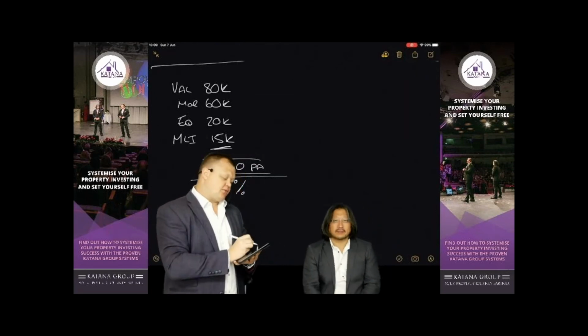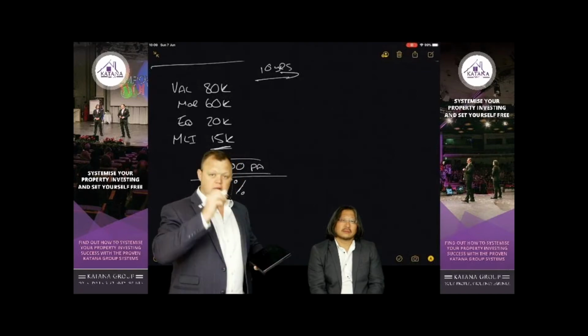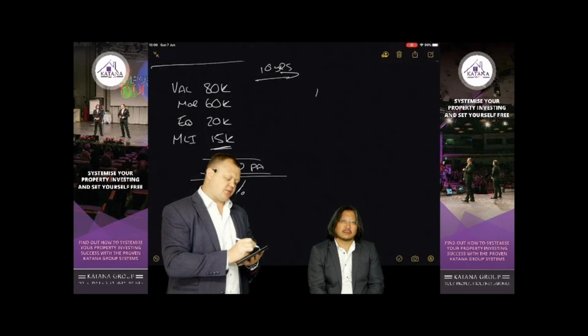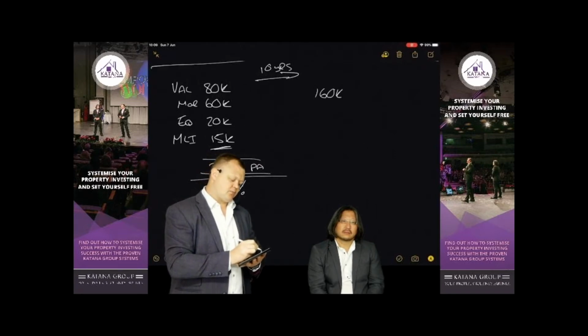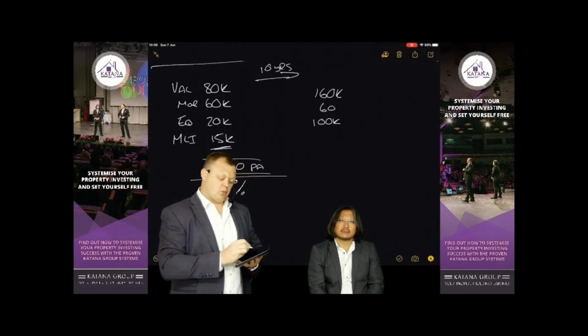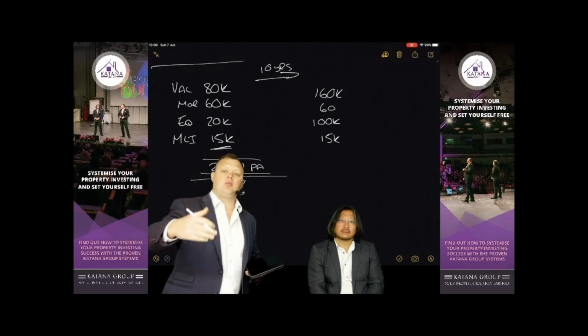But if you then move this down the line just 10 years, not even 20 or 30, just 10 years, the house is now worth 160K. The mortgage is still 60K. This time your equity position is 100K. Your money left in is still 15K.